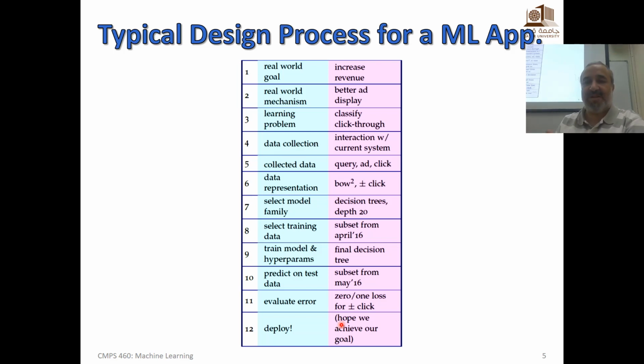It seems very straightforward, right? The steps are very linear, and it's just a sequence of steps. But in reality, of course, it's not like that. For example, what happens if the performance is not good?